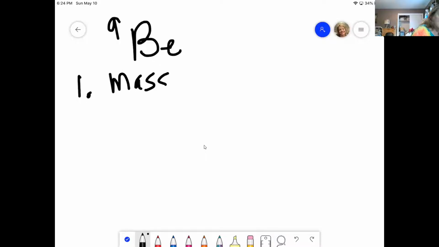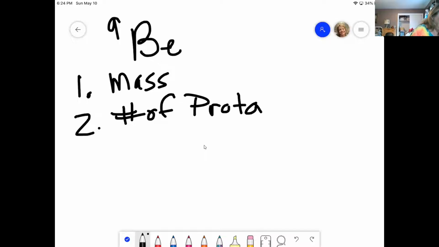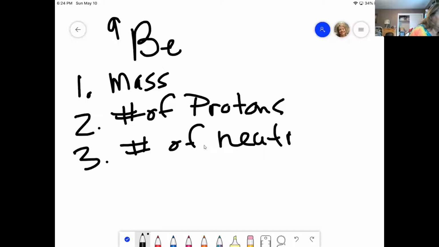Number 1, tell me what its mass number is. Number 2, tell me the number of protons. And number 3, tell me the number of neutrons. Pause it if you need to, and then you can start it again and I'll give you the answers.